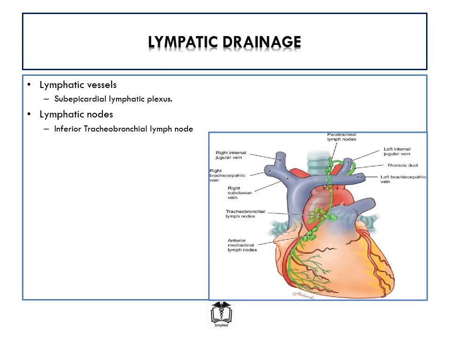Let's go to the lymphatics of the heart. The heart tends to have lymph draining from it. The lymph vessels involved in draining the heart are known as the subepicardial lymphatic plexus, and the nodes that tend to receive the lymph drained by these particular vessels are known as the inferior tracheobronchial lymph nodes.